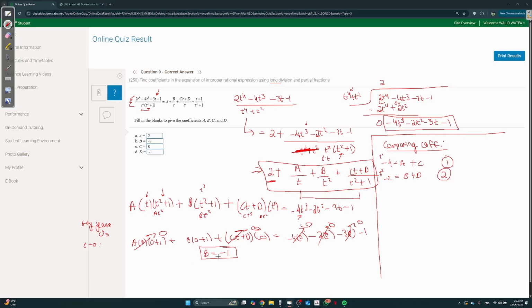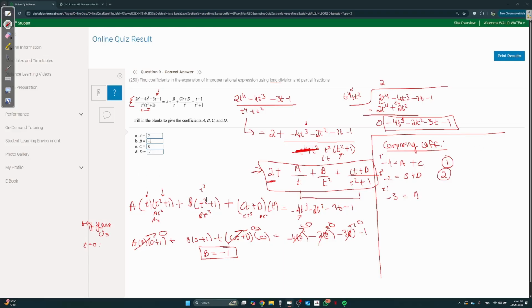Now, we said that b is negative 1 from trying the 0 here. You don't have to do this now. You can do it all the way at the end. But I'll do it all the way at the end so I don't confuse you. Now let's try the coefficient of t. The coefficient of t in the actual equation is negative 3. Let's see here, what's the coefficient of t? Here, are we going to get any t? A times t times t squared is at cubed. A times t times 1 is at. So we have an a over here.